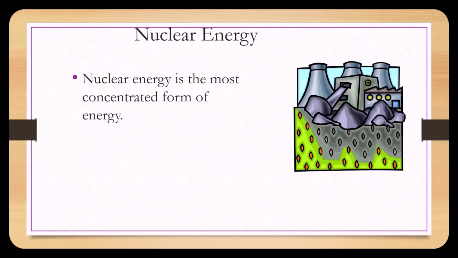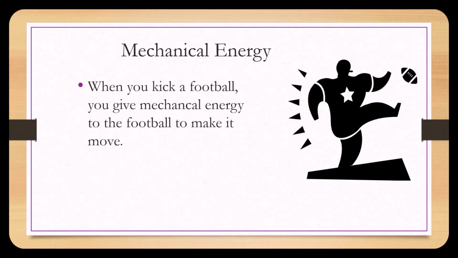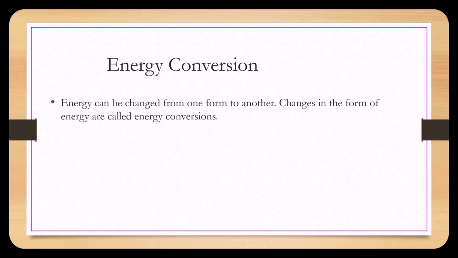Nuclear energy is the most concentrated form of energy. When work is done to an object, it acquires energy. The energy it acquires is known as mechanical energy. When you kick a football, you give mechanical energy to the football to make it move. Energy can change from one form to another. Changes in the form of energy are called energy conversions.